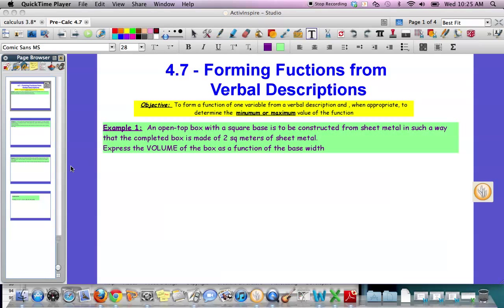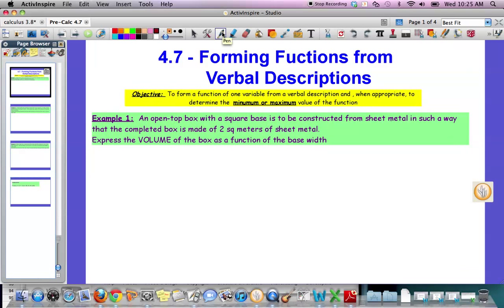The first thing I want you to recognize when you see this is, I know you should read it through, read it more than once, but right away you have an open top. No top on the box. Square base is to be constructed from sheet metal in such a way that the completed box is made of 2 square meters of sheet metal. The reason it's open top, that should tell you something, right? When we talk about the surface area, there's no top to worry about.